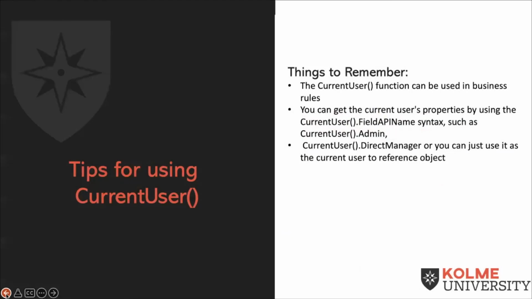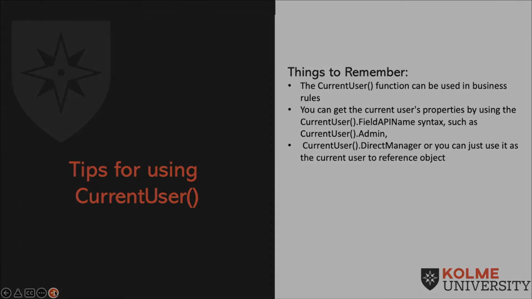Things to remember when you're using this functionality: the current user function can be used within business rules, and you can get the current user's properties by using the function current user, the field API name syntax, such as current user(), open bracket, close bracket, point admin, or even point direct manager. Or if you want to, you can just use it as the current user to the reference object. Right. Any place that you would use a reference to a user object, you can use the current user function to get the ID of the user executing the action.